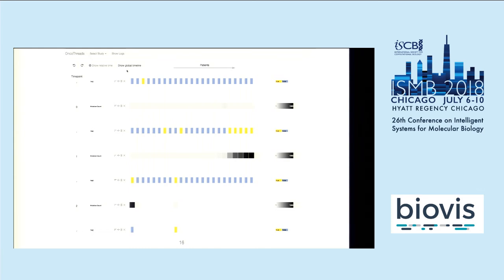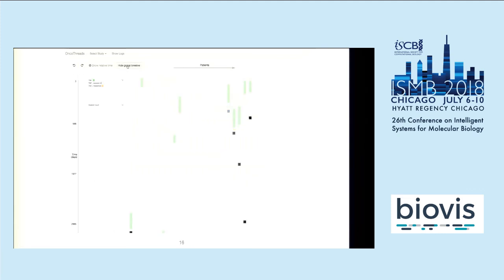So back to our problem. Imagine you want to find out if the treatment length had an influence on the mutation count. From this plot, you cannot see it because it only gives you true or false values for the TMZ treatment. But if we switch to a global timeline by pressing a button, we can see when exactly the samples were taken and when the treatments happened and how long the treatments were.